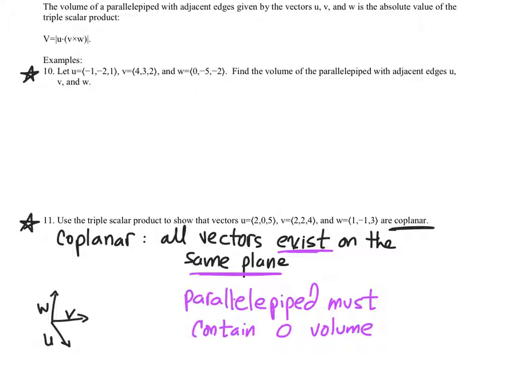If it's coplanar, it would never have been projected up to give it height because vector W would be living in the same plane as U and V. Alright? Thereby giving you a 2-dimensional figure living in a 3-dimensional system. So, all this is telling you to do is use a triple scalar product, aka the determinant, and just root for 0 as a result.